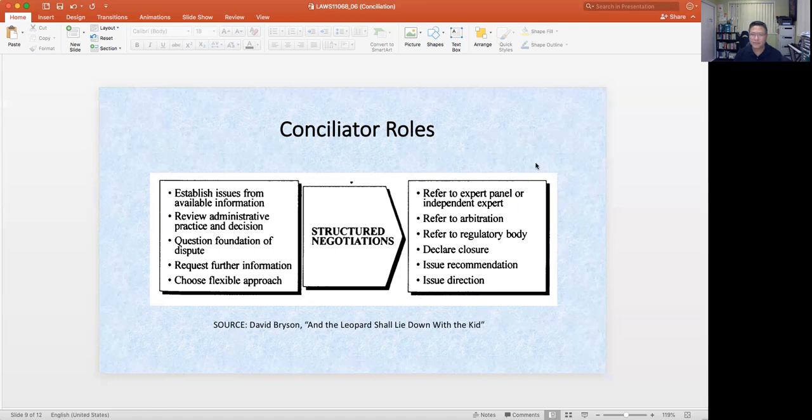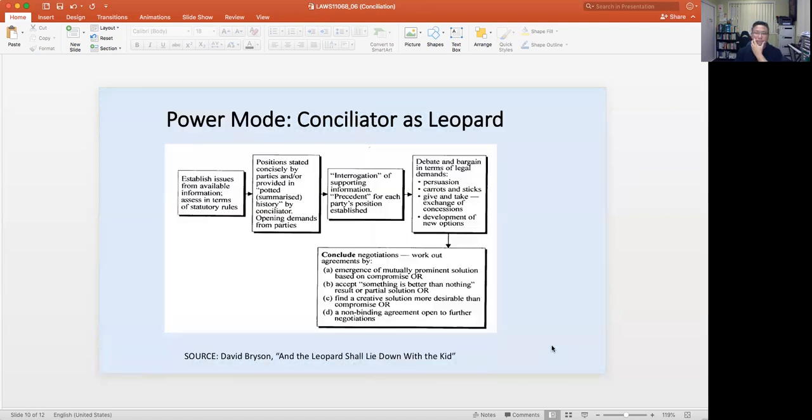These are powers that the conciliator typically has based on a statutory framework, meaning, in other words, based on the laws created at the court or an administrative tribunal or administrative agency. When there is a referral by a court or by an administrative tribunal to a conciliator, based on a statute, these roles or powers of the conciliator are typically available.